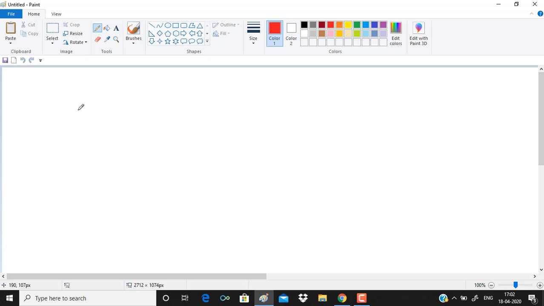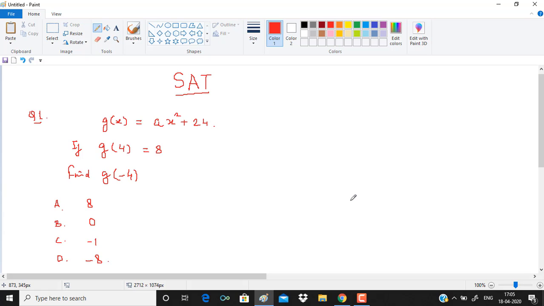So today we will be doing some very important questions on SAT. So let us start. So here is the first question. g(x) equals ax square plus 24. g(4) is 8. Then find g(-4). And here are the options.